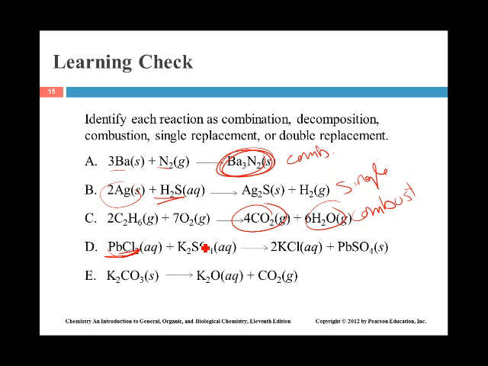More than one thing bonded together, that's a compound. More than one thing bonded together, that's a compound. We have two compounds. That's a double. And finally, you only have one thing on the left here, which means it's going to be a decomposition. I hope the summary really helped you try to figure out what you're supposed to be looking for when you're trying to identify these.